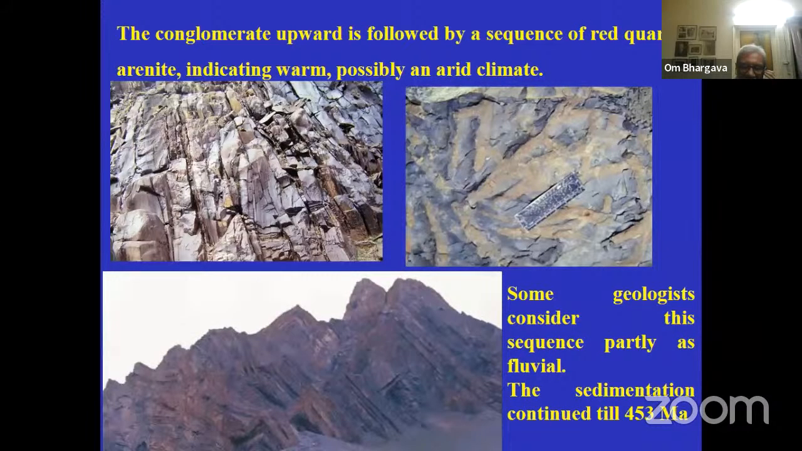The importance of these arenites you see here, we can repeat it later also, is that the topography is parallel to the fold. That means the folds are very young, and not much erosion has taken place. So this is what we call first order topography. And these are all red quartzite, indicating a warm, possibly arid climate. Some geologists consider it fluvial sediment, but normally in fluvial sediments we get mud, shales, etc. These are fairly well sorted sandstone, and sorting takes place only along the beach. So we consider it a very shallow marine sequence, only along the beach.